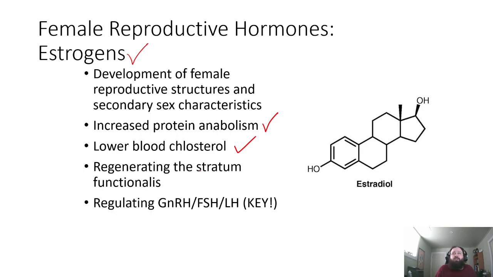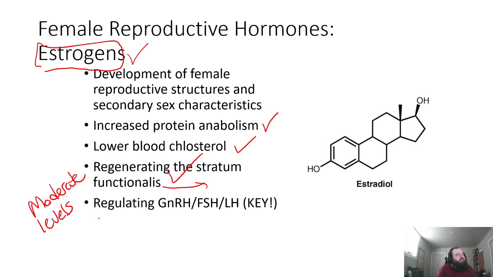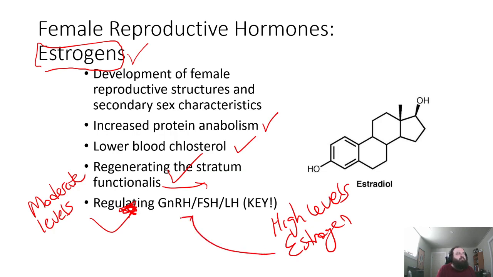Every month after menstruation, estrogen stimulates the stratum basalis to regenerate the stratum functionalis. That's the part that gets sloughed off at the end of every cycle. And very importantly to the story we're talking about here, at moderate, middling levels of estrogen, you are able to activate this GnRH, FSH, LH axis. But at high levels of estrogen, it actually inhibits this pathway, as you're going to see. This is really central to the story.